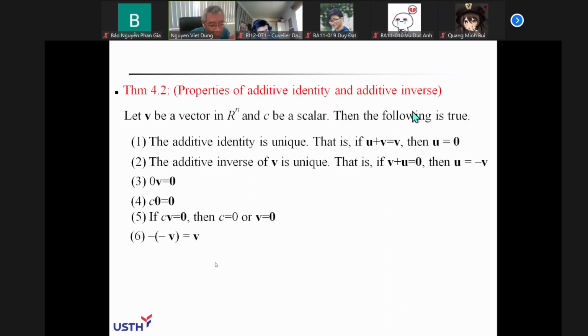Number 5 is not the last property. The 6th is the last property. That is, if you take the negative twice, then you get V again. Negative of negative V is V again, nothing new.